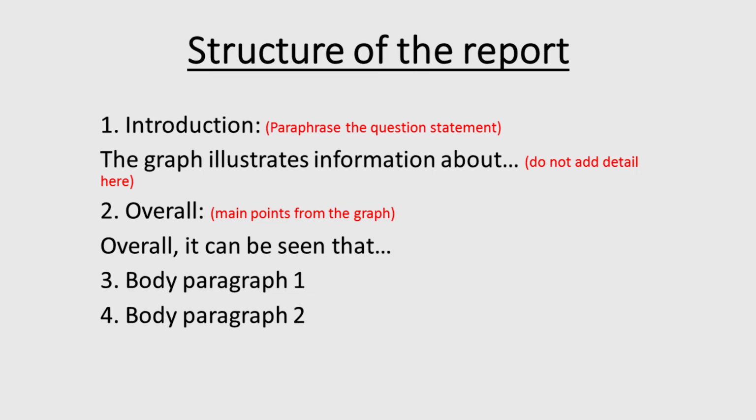Your next paragraph will be about the overall or general idea, just 2 to 3 points. They're the main points that you have picked or understood from the graph. Just write them down shortly and briefly without giving any extra detail here. You can start this paragraph by using the words in general or overall.